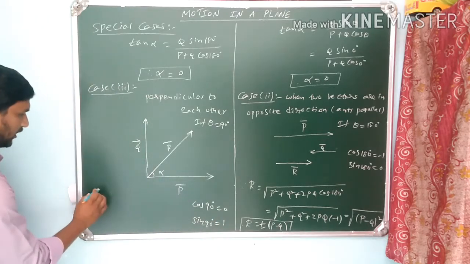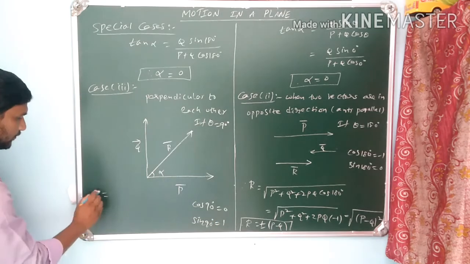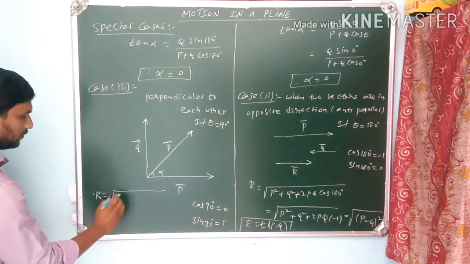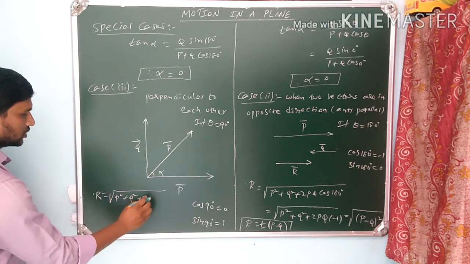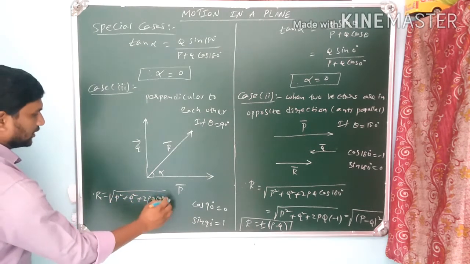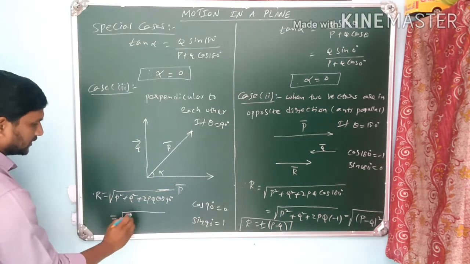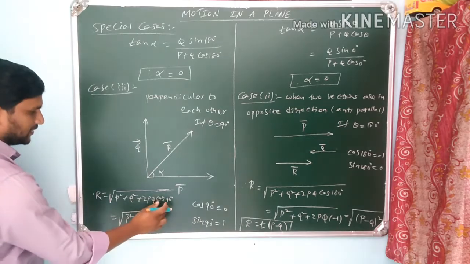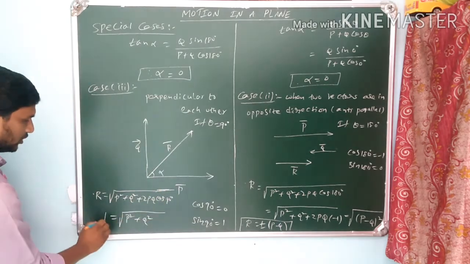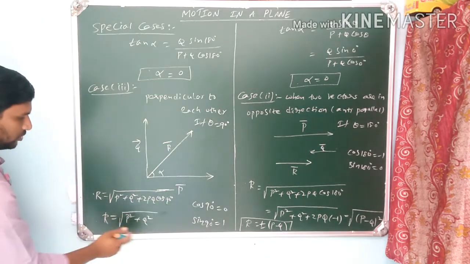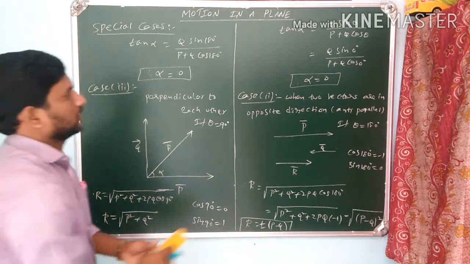Now we write the formula: r is equal to root over p square plus q square plus 2pq cos 90 degrees. That is equal to root over p square plus q square, since cos 90 is 0 and 0 into 2pq is 0. Then we get r is equal to root over p square plus q square.